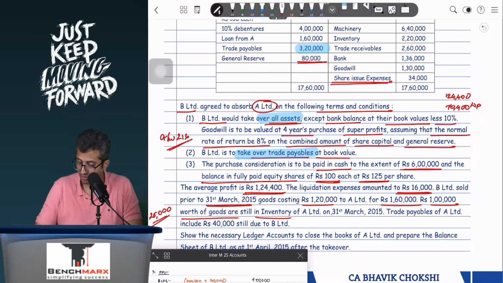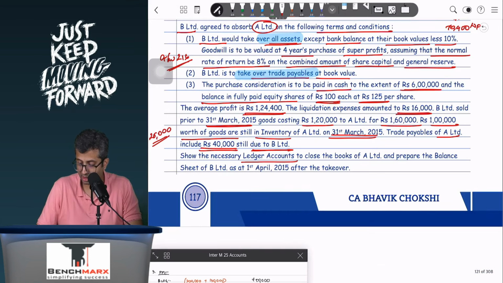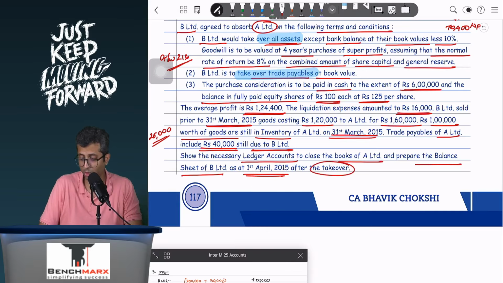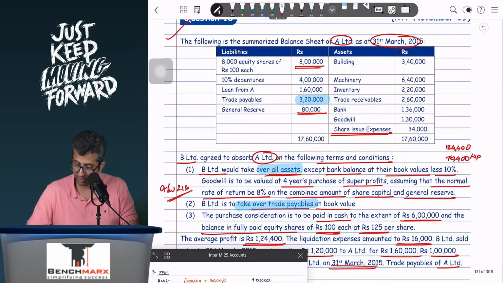On 31st March 15, trade payables of A include 40,000 still due to B. So that's an intercompany elimination. You are required to show the necessary ledger accounts to close the books of A and then prepare balance sheet of B as on 1st April 15 after the takeover. Now you will not be able to prepare the complete balance sheet because you don't have the balance sheet of B. So to the extent available, we will take the data of A and prepare the extract of the balance sheet. But at least to close the books of A, I need to find the PC. Now for the PC, we have been told that all assets except for cash have to be taken over. And this is at 10% lower value.